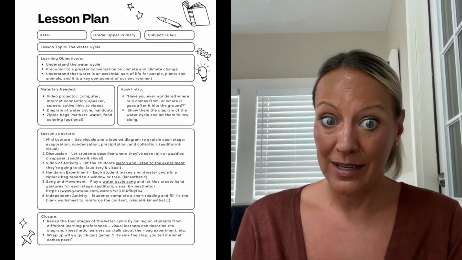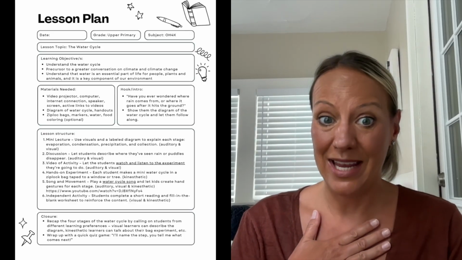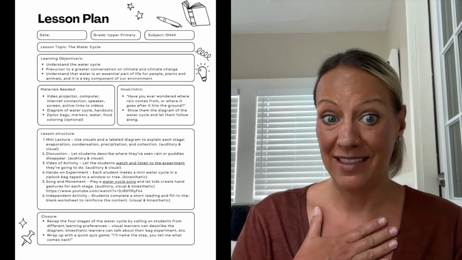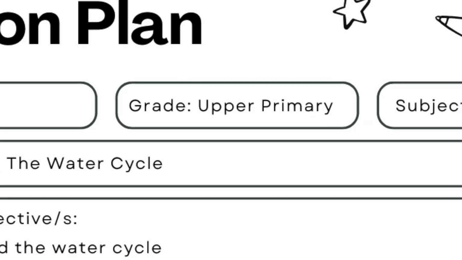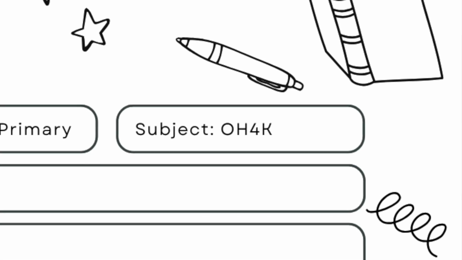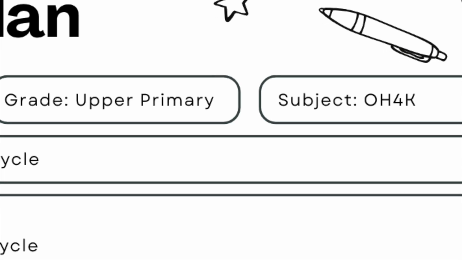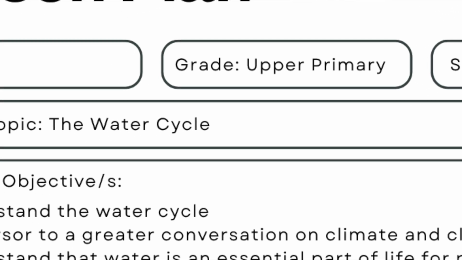First of all, we want to decide who our lesson is going to be created for. In this case, I am looking at the upper primary grade level, so I'm looking at creating a lesson for students aged about 10 years old. The subject that they're going to be learning is obviously One Health for Kids. It's the after school program. And then the lesson topic that we want to focus on is the water cycle.